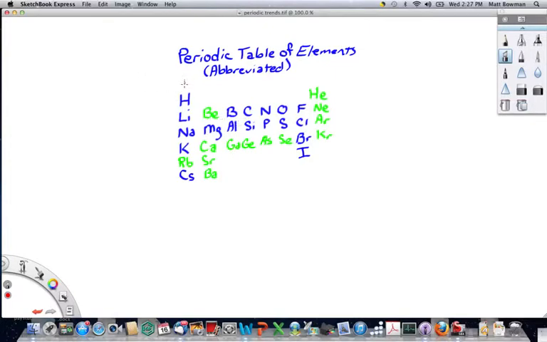If you number at the top, 1, 2, 3, 4, 5, 6, 7, 8, essentially the periodic table is divided into 8 groups. And these groups have very similar properties within a group.